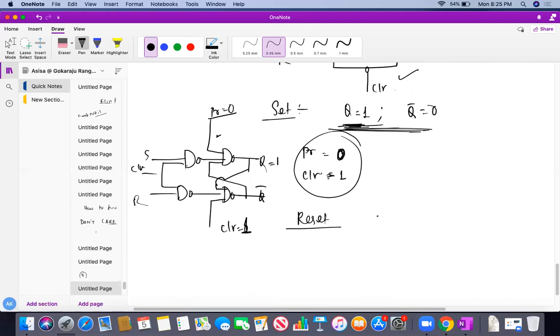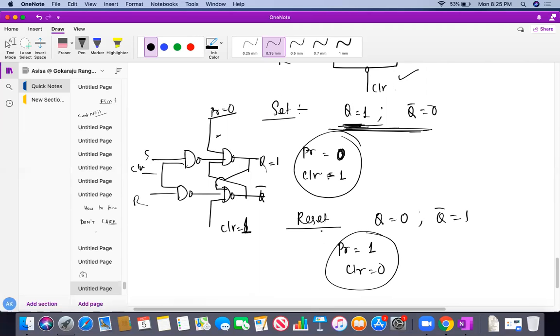For that, what do I need to do? Reset means Q is 0, Q bar is 1. So at that time, what is my preset? Preset is 1, clear is 0. Very simple. Any doubt on this? Tell me if you have any doubt.